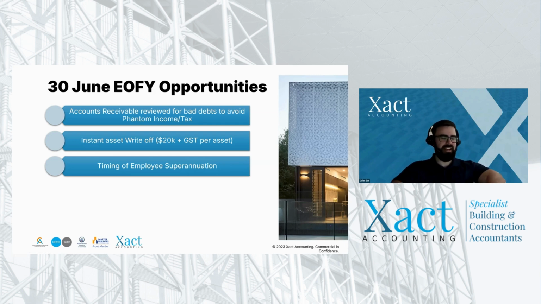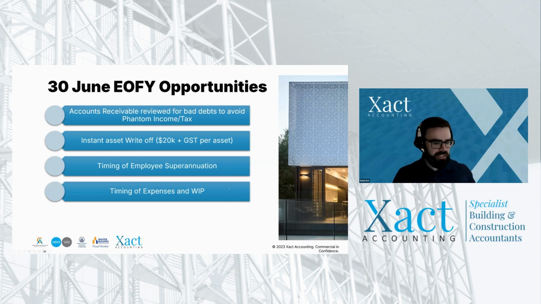Sorry about that. So yeah, employee super is deductible when paid. So by bringing that deduction forward by 30 days and paying it before 30 June, you actually get the tax deduction 12 months earlier. You're going to spend the dollars anyway, so if cash flow permits it, you'd bring that expense forward.